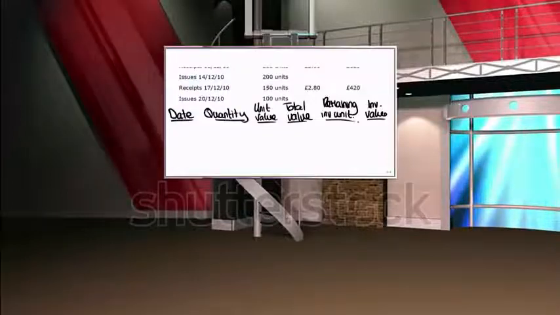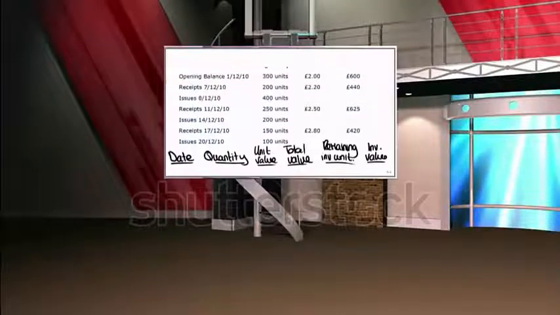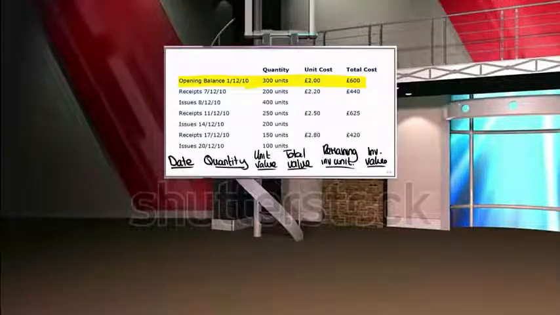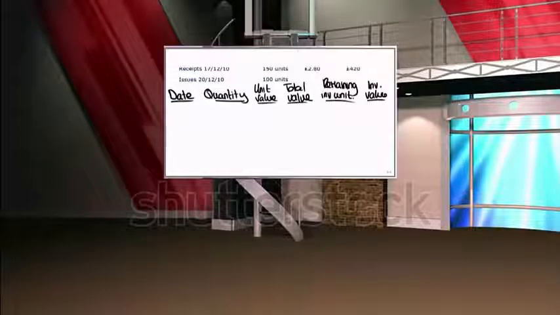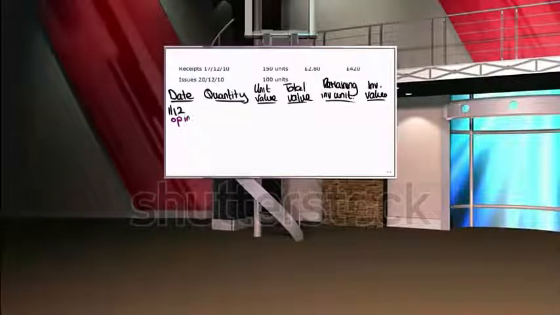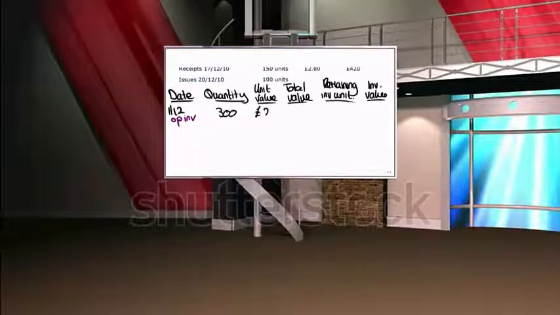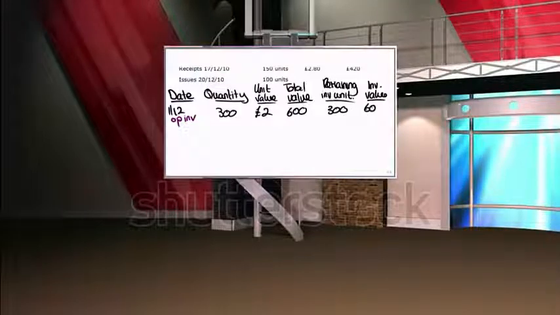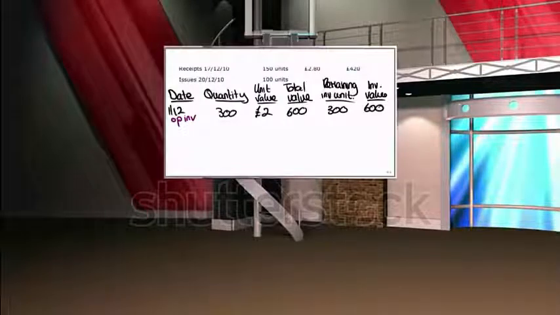It's going to begin the same way as the previous exercise. So we look at the top of the information we have, which is our opening inventory of 300 units with a total value of £600. So on the 1st of the 12th, we have our opening inventory, 300 units, unit value £2, total value 600. And that will be the same as the total inventory in our warehouse.